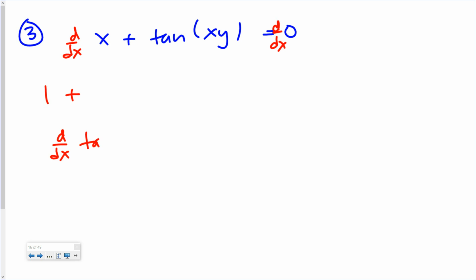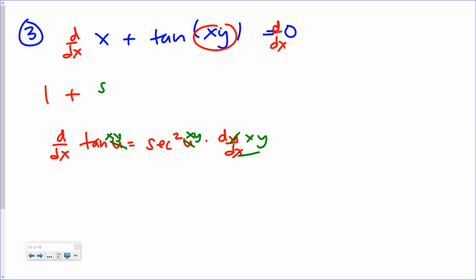What's the derivative of tan u? Remember the formula: secant squared u times du dx. What's my u in this problem? Okay, so that means everywhere there's a u here, I'm going to replace it with xy. Do you agree with that? Yes. So let me just copy everything I have here on the right up here. So this is secant squared xy times the derivative of xy. So does everybody see how I got this derivative of tangent xy?